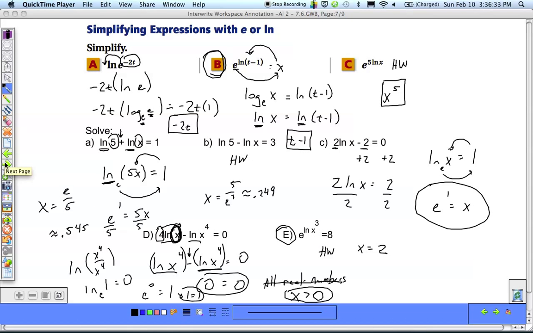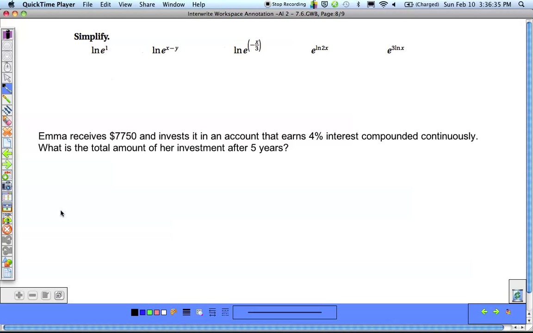All right, the last one that we're going to take a look at is this problem down here, just being able to go through and solve this one. It's another investment problem. There's your word there, continuously, meaning that we want to use the PERT formula. So A equals P e to the RT. I would like you guys to do this one for homework as well. The answer that we should get when we're all said and done is $9,465.87. All right, and that's where we're going to stop.